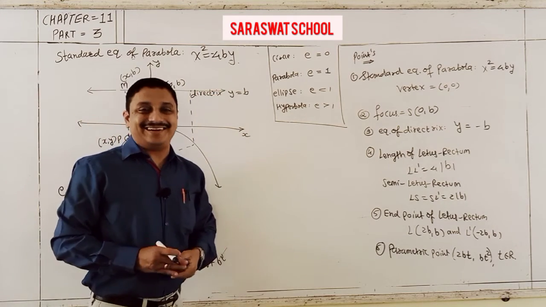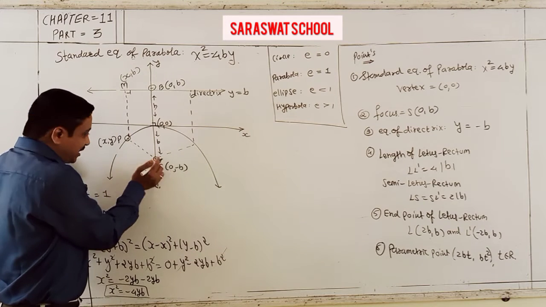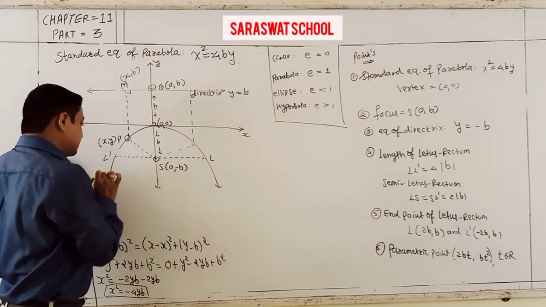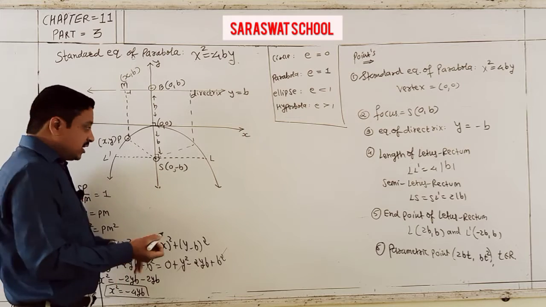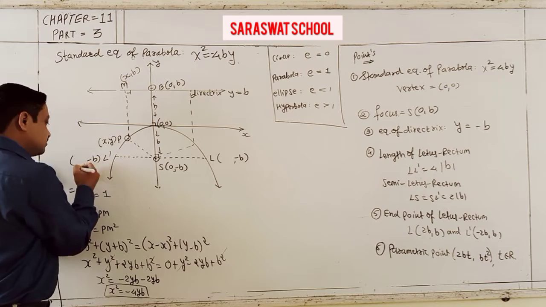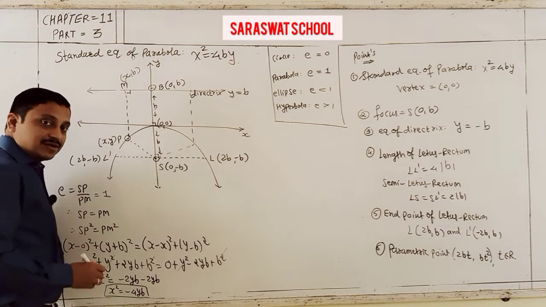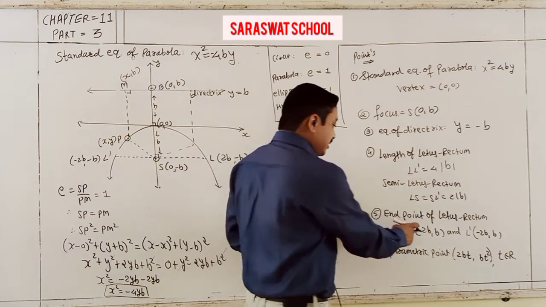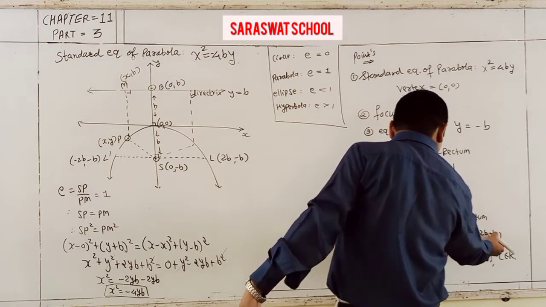Fourth case is done. Now go to length of latus rectum and endpoints of latus rectum. Here you will take one of the lines L and L dash, exactly perpendicular to the focus. Its y coordinate is fixed at minus b, and the x coordinate is 2b here and also 2b there. But in the third case, here negative, here positive. So the endpoints of latus rectum are 2b comma minus b and minus 2b comma minus b.